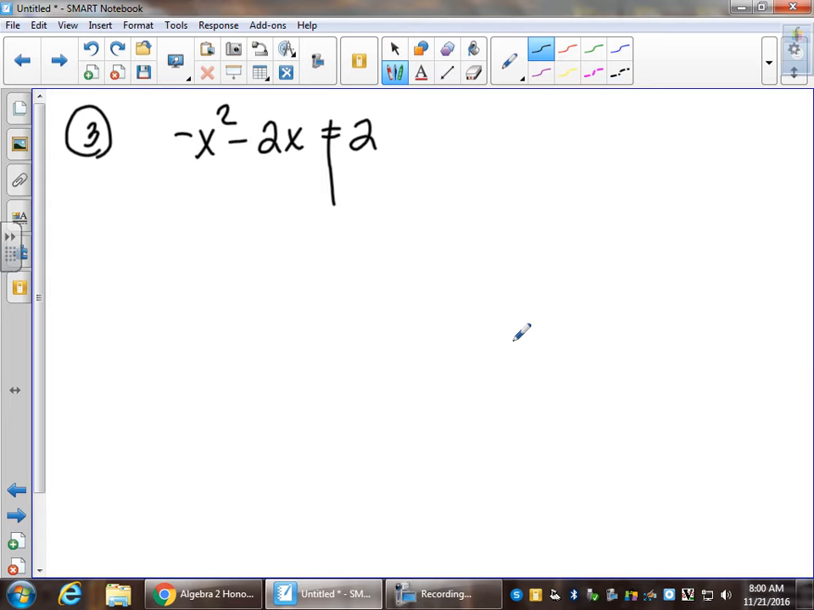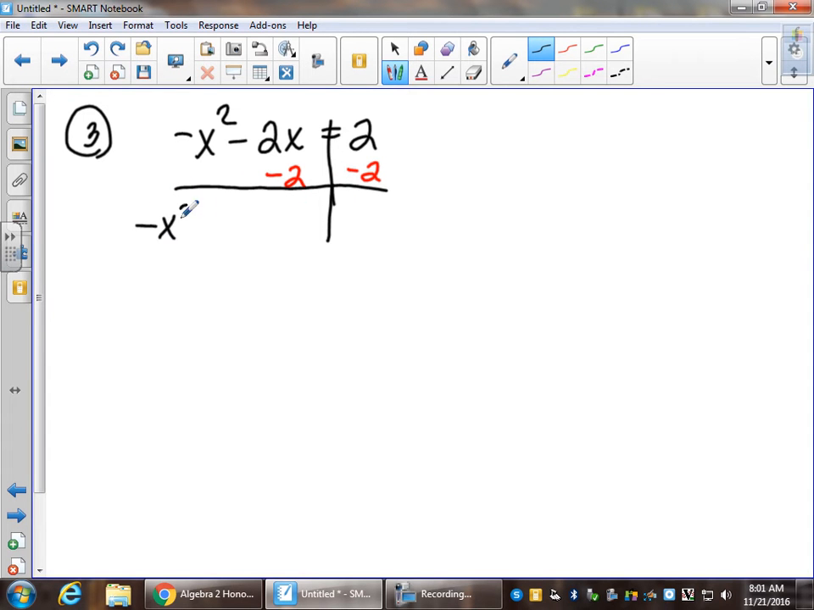Now, technically, if I really wanted to have a positive ax squared value, I could add x squared and 2x over to this side, which makes this side 0, and then we'd be dealing with a positive a value. But for the sake of the notes, I want us to see what it would look like to actually work with a negative a value. So in this one instance, I will subtract 2 to this side.